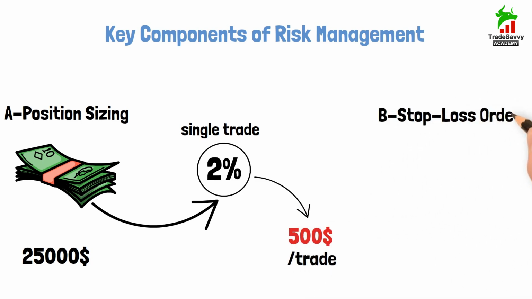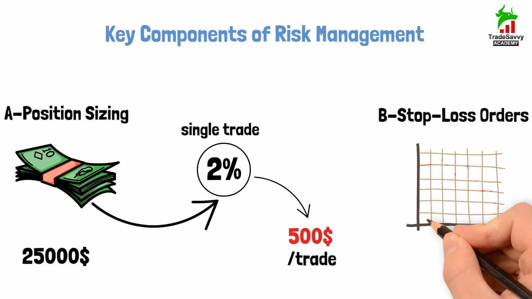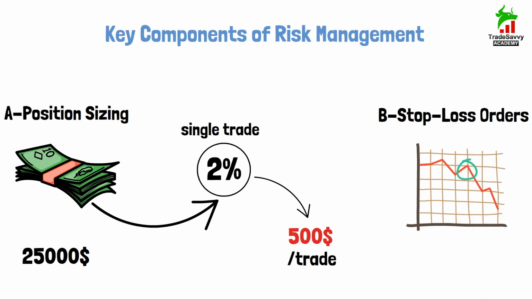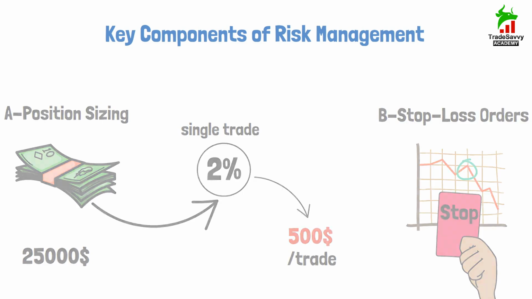B. Stop-loss orders. Implementing stop-loss orders is essential for limiting potential losses. A stop-loss order automatically closes out an option position at a predetermined price level if the market moves against you. Setting an appropriate stop-loss requires careful consideration of market volatility and the specific characteristics of the traded options.